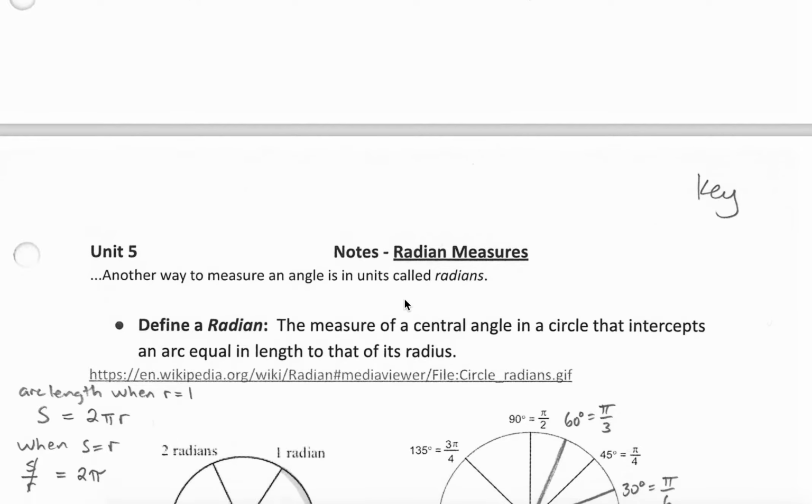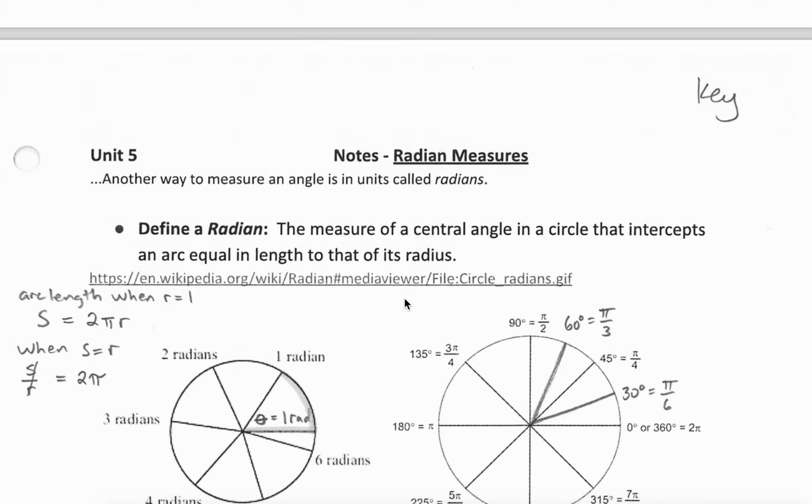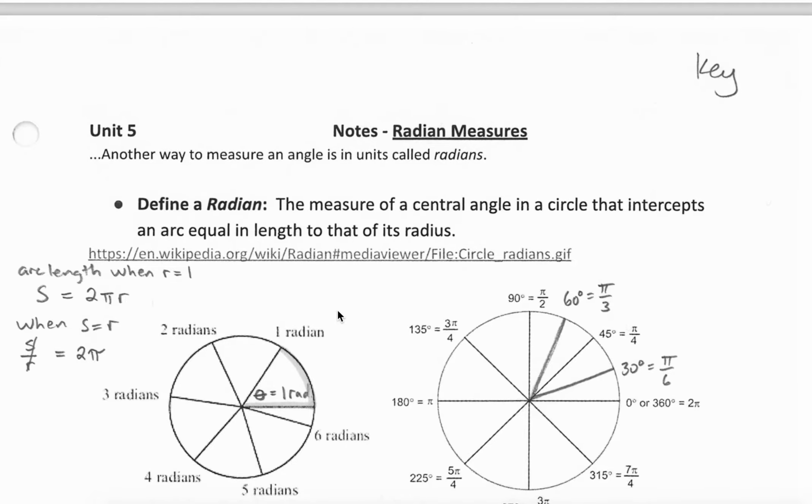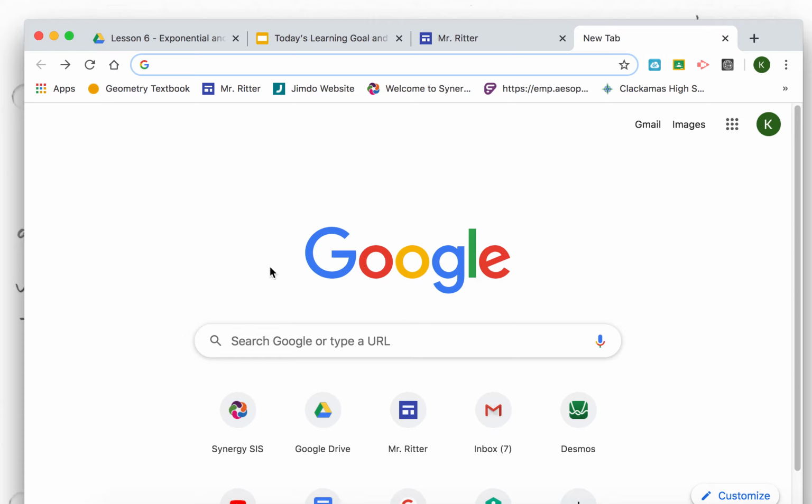All right, there is another way to measure angles besides just degrees, similar to how we can measure lengths using a variety of different units. We could do feet, yards, miles. Well, angles have a few different ways that we can measure them. One is degrees, and another one is called radians. So let's define a radian. There's a cool little graphic we can check out here, in addition to that definition.